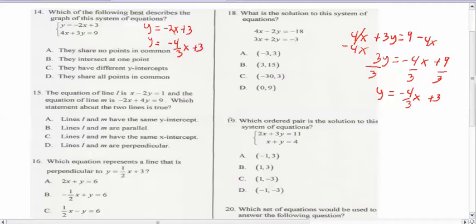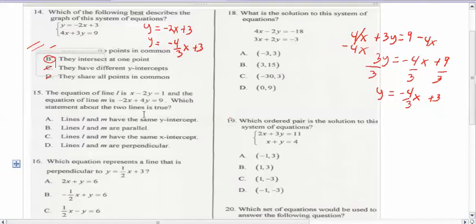Okay, now I've got my two working equations. They share no points in common. If that was true, they would be parallel lines. And how do I know if a line's parallel? If they have the same slope. These don't have the same slope, so they are not parallel. They intersect at one point. Maybe. Let me check the other choices. They have different y-intercepts. No, they have the same one. They share all points in common. That would mean they're the exact same line. They're not. So, because they have completely different slopes, they have one point in common. So that's that one.